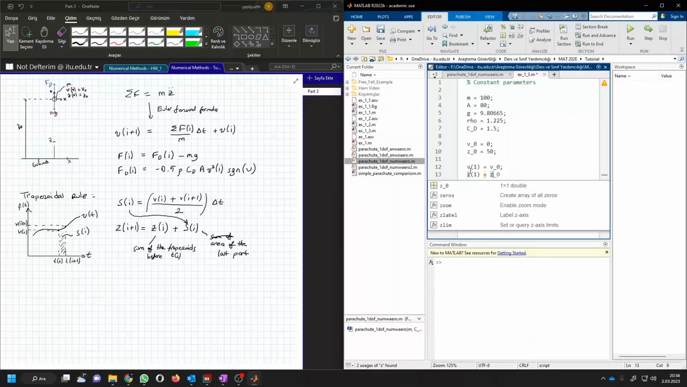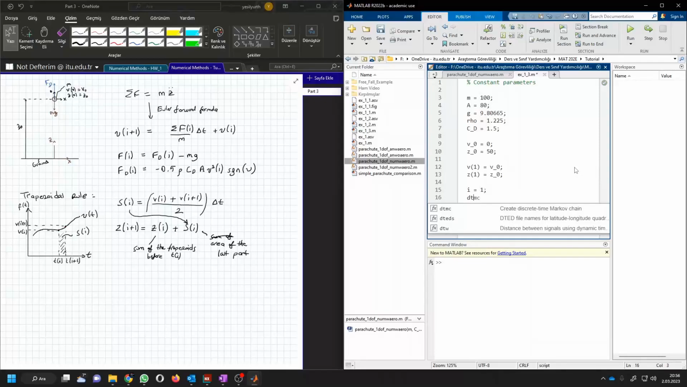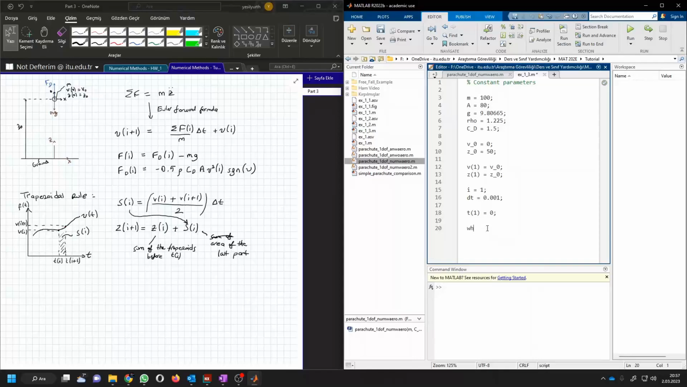You need to start the indices in MATLAB from 1. So start the counter, my time step, also the first value of my time series. Now I can start my infinite while loop again.